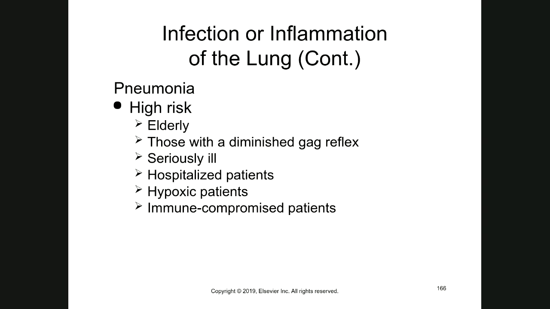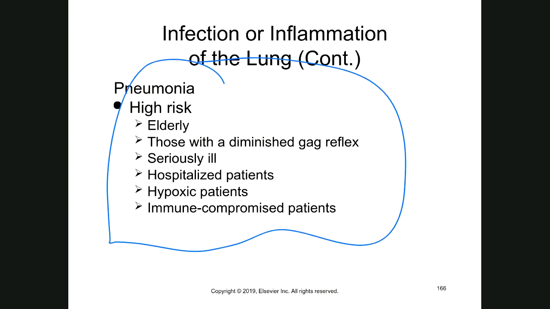Now, high risk, and this is associated with a question in the test because you have it over there: the elderly, those with diminished gag reflex, meaning that they cannot swallow, the seriously ill, the hospitalized patient, the hypoxic patient, and the immunocompromised patient. Careful with this one because I have a question regarding the elderly and pneumonia.